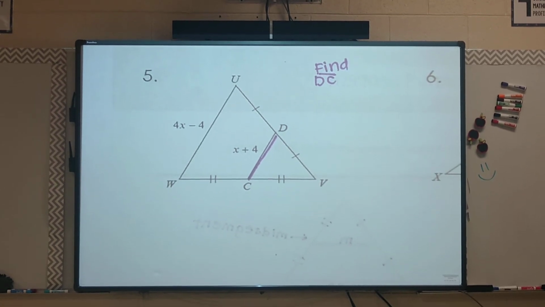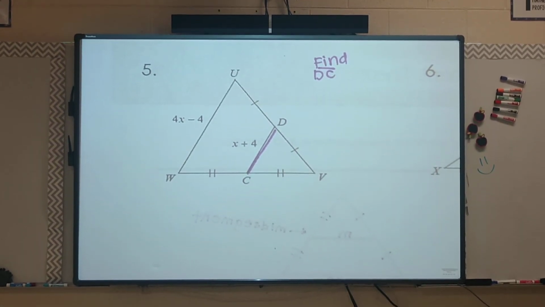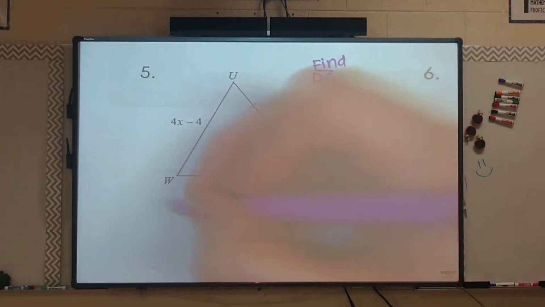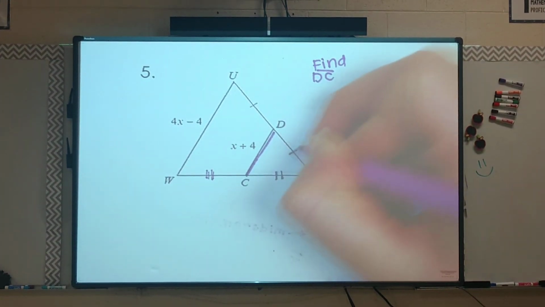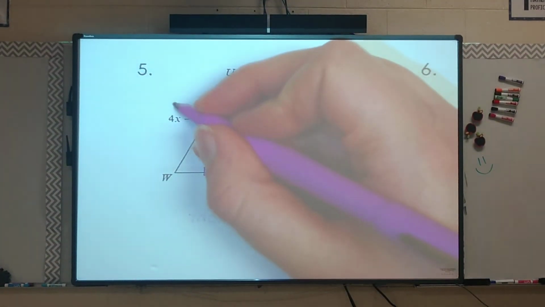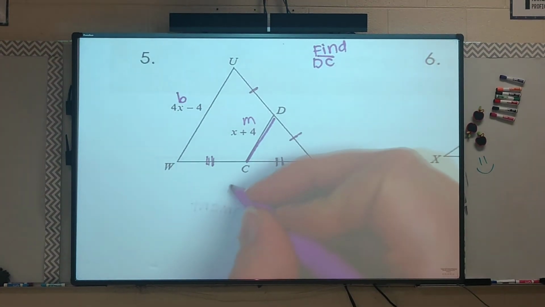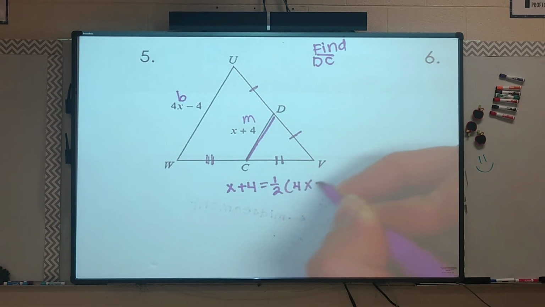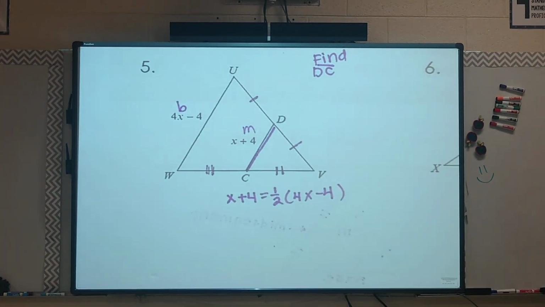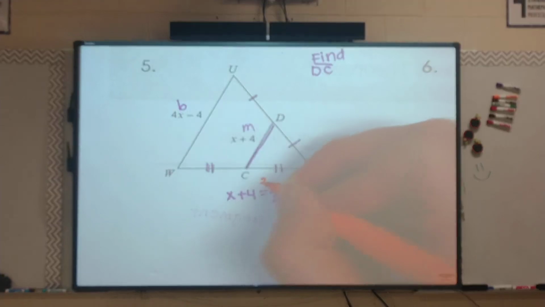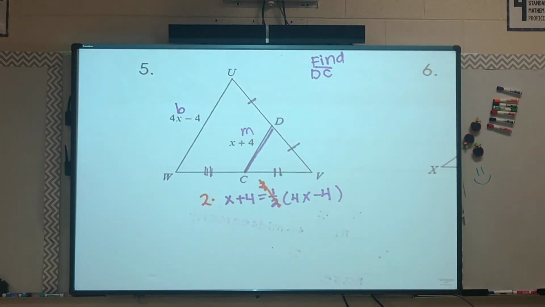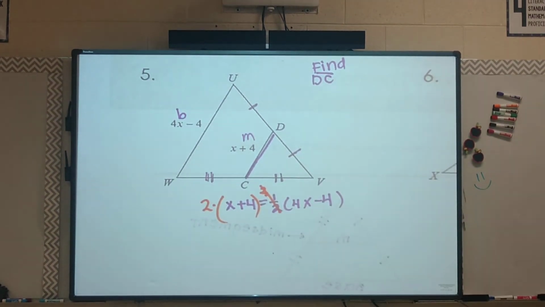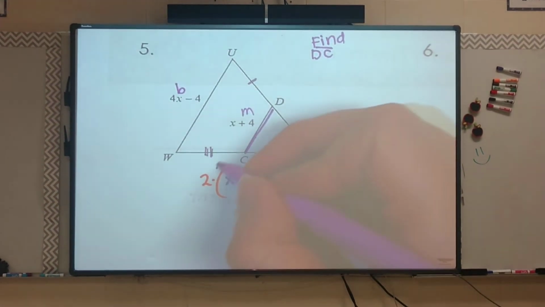You can pause this video now, and then you can check your work when I've gone through it in the next little bit. So again, both sides are being bisected. That means this guy's my midsegment, this guy's my base. So I'm taking my midsegment, x plus 4, setting it equal to 1/2 of my base, 4x minus 4. We're going to do the same thing I've been doing, multiply both sides by 2. But what I do to one side, I have to do to the entirety of the other. So put parentheses.